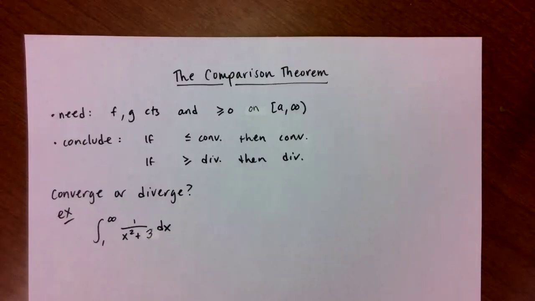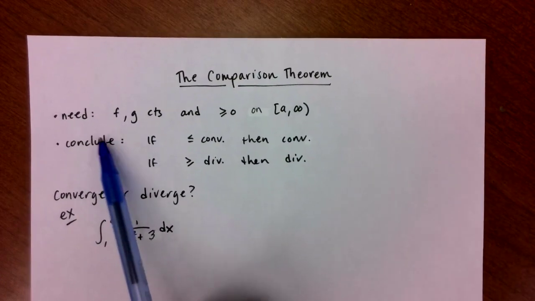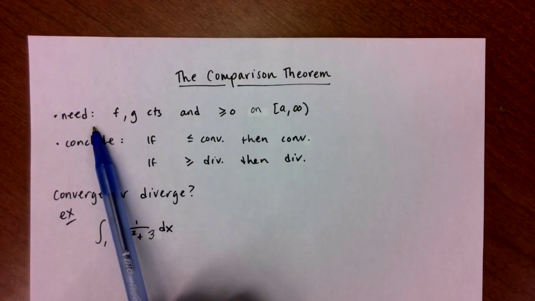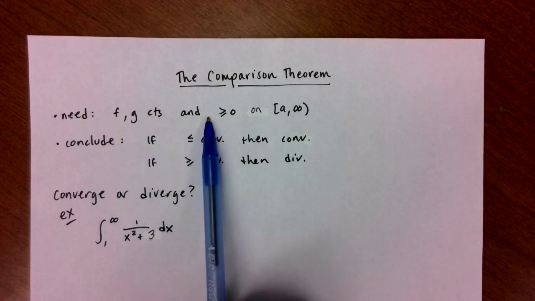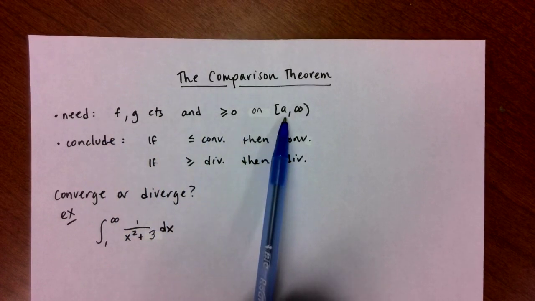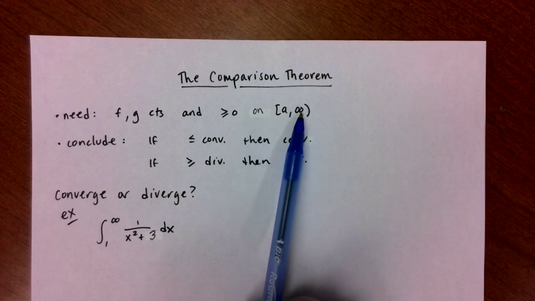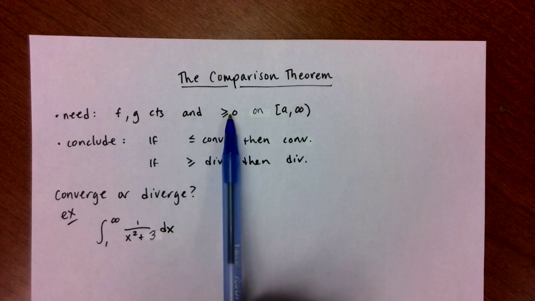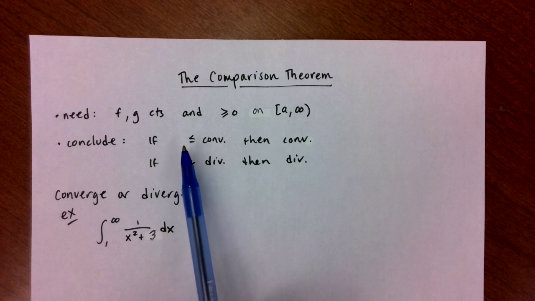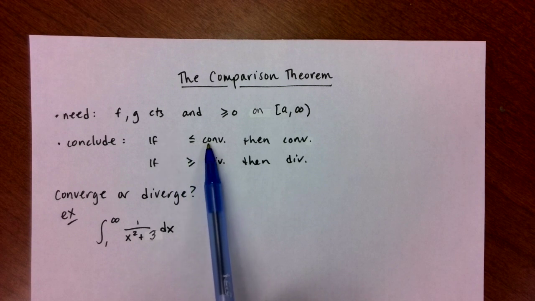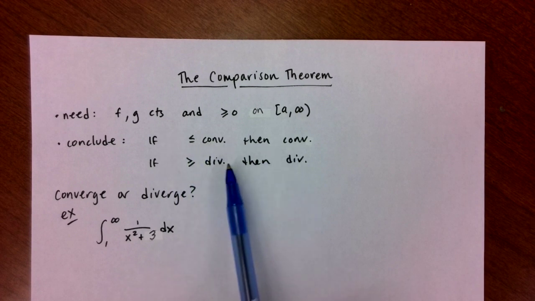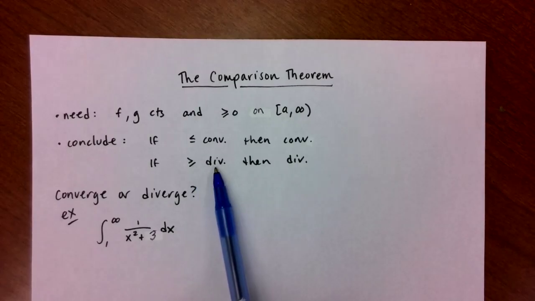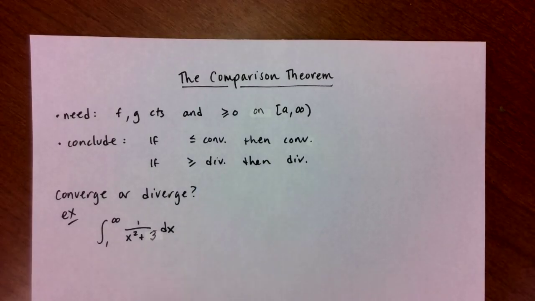Let's talk about the comparison theorem for improper integrals. So the comparison theorem, in summary, says that we need two functions that are continuous and non-negative on some interval. This will be the interval of integration, so a to infinity. As long as your functions are continuous and greater than or equal to 0, then if your function is less than or equal to a convergent one, then it's convergent. If your function is greater than or equal to a divergent function, then it's divergent.